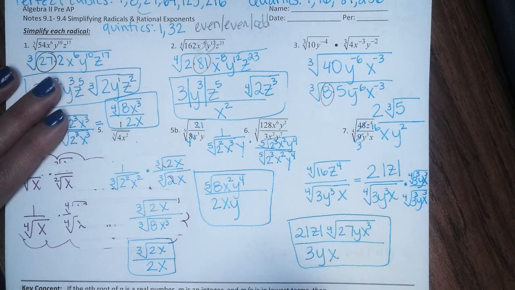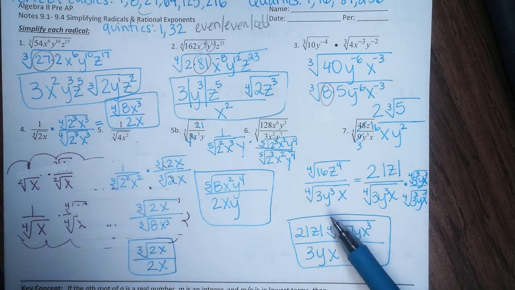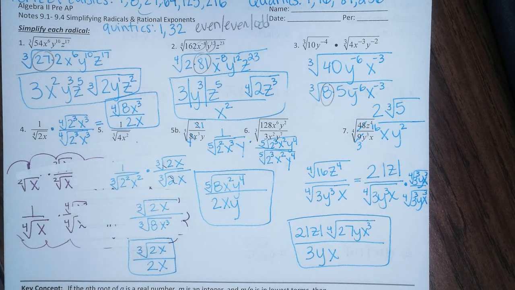The x and the y don't need absolute values because the x and the y started as odd powers, like y to the third, x to the first. So I'll pause the video.